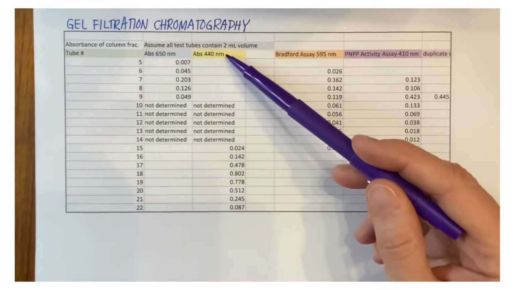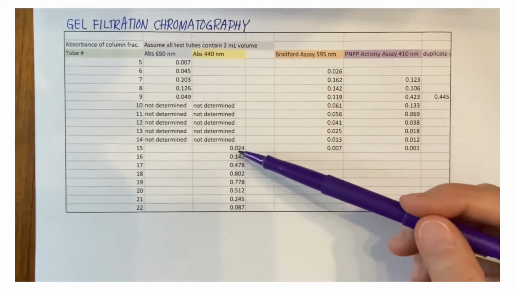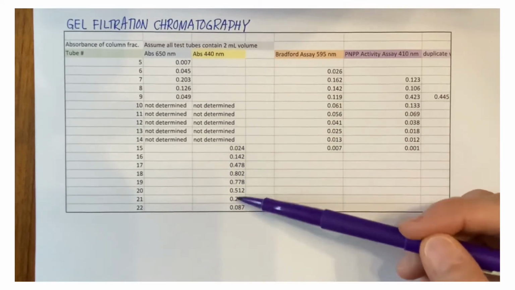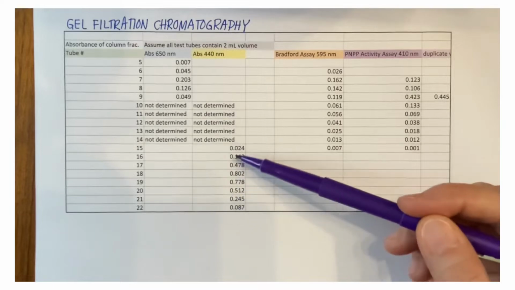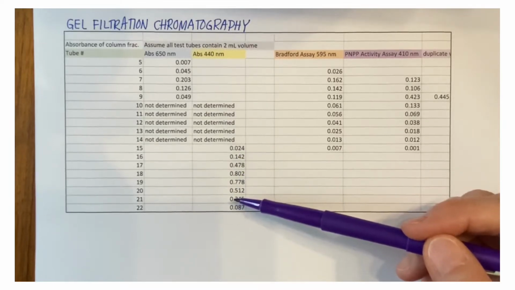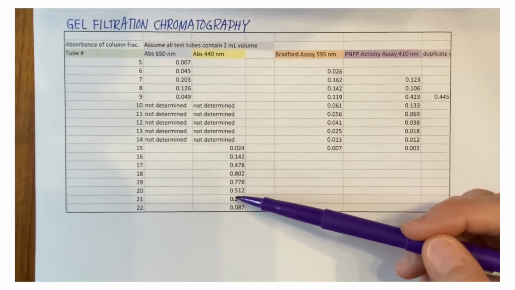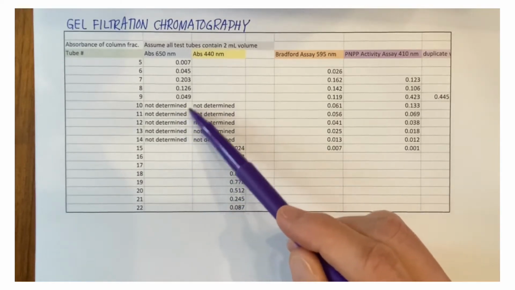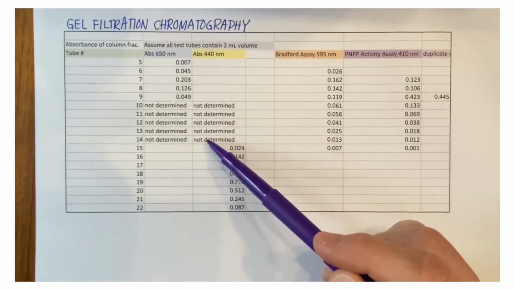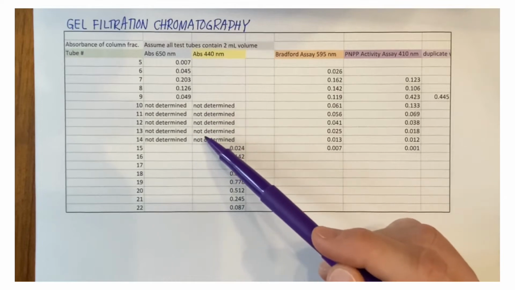The second absorbance is 440 nanometers. This is for yellow absorbance. So all of these values are the yellow test tubes, and it's where the DNP aspartate came out. That's a very small molecule, slightly bigger than 1 amino acid. So this can go through all the pores in the beads, and it'll take a lot longer to come out. All the ones in the middle that say not determined are the colorless test tubes, and we didn't read those because they had no color.